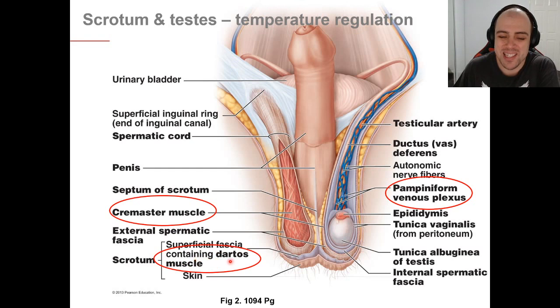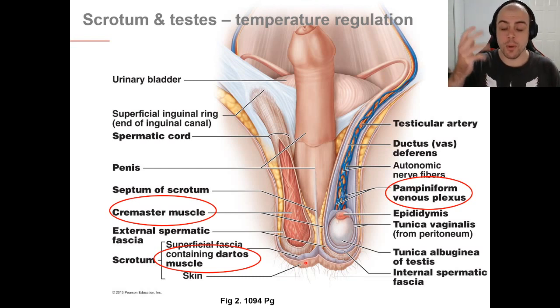Within the scrotum, we have the dartos muscle, which is what I mentioned before. What the dartos muscle will do in the event that the testes are too hot is relax. And what that will do is increase the surface area of the scrotum. By increasing that surface area, it's increasing the amount of heat that can be removed from the testes, from the scrotum, therefore decreasing that overall temperature.